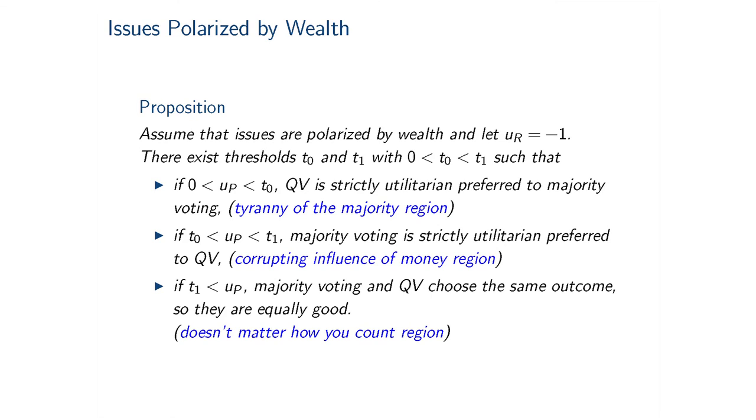Then, if utility gets higher above a certain threshold, in aggregate, the total utility that the poor people are going to get out of their preferred outcome is bigger. But because QV weights the rich people's utility more, because they vote more proportional to their utility, the rich people's preference is going to win under QV, and it would have been better to do majority voting. So that's the corrupting influence of money region. Finally, if the utility gets so high, it's going to persuade QV to go along with it as well, and then the two methods generate the same outcome. It doesn't matter how you count, by which we mean by willingness to pay versus by votes.